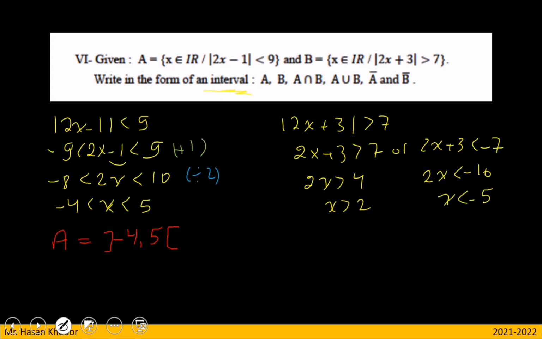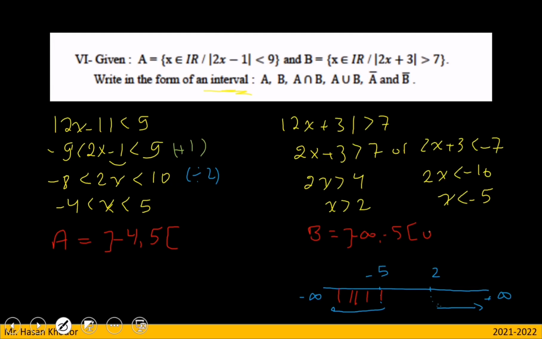Now, how do we write this as an interval? Okay, if you don't know, then we go to a number line. Here we have minus infinity, here we have plus infinity, here we get minus 5, here we get 2. 2 is greater than minus 5. We have x greater than 2 and x less than minus 5. So as an interval, B is written like this. This is the set from minus infinity to minus 5, open intervals, union from 2 to plus infinity.